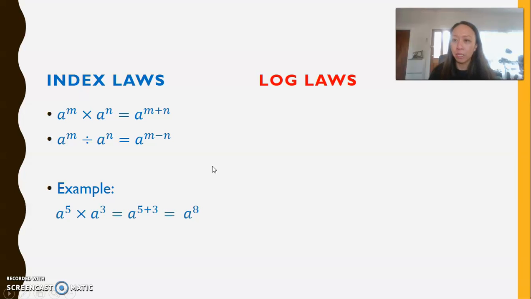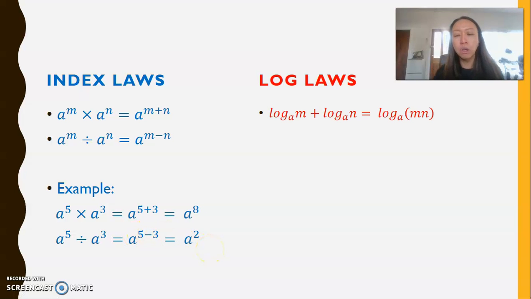So for example, how do we simplify a power 5 times a power 3? We will just add the exponents together and this will become a power 8. How do we simplify a power 5 divided by a power 3? We will just take the exponents. So 5 take 3 will give us a power 2. So log laws are the same.